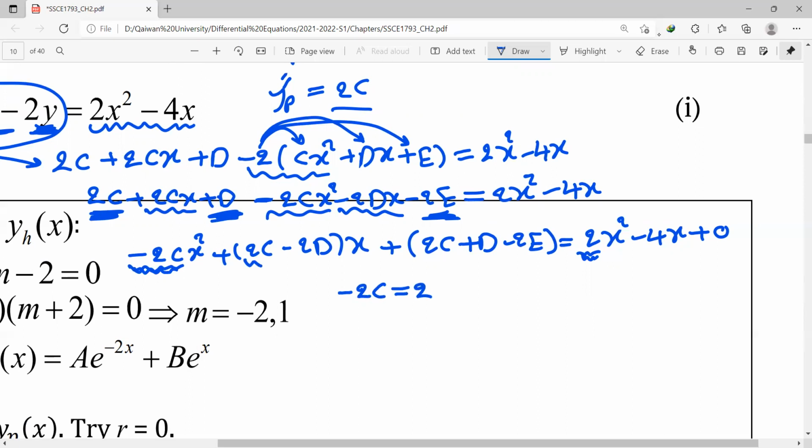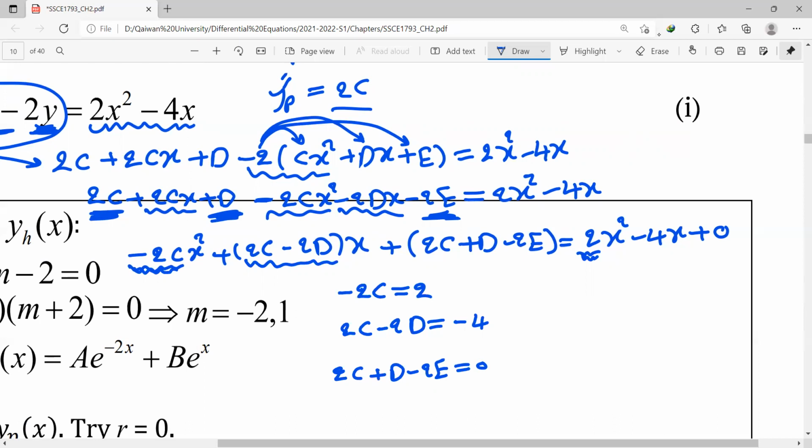And then the coefficient of x here is 2c minus 2d. It equals what? On the right-hand side, the coefficient of x is minus 4. Then the constant term to constant term: we have 2c plus d minus 2e equals 0. We have these three equations. From these three equations, we should find the values of c, d, and e.